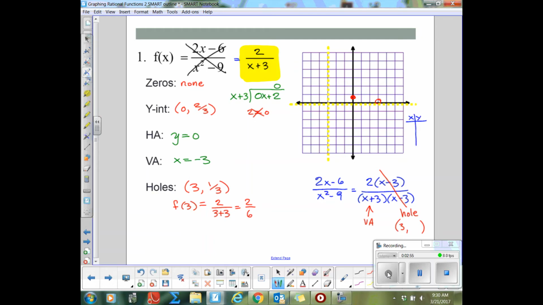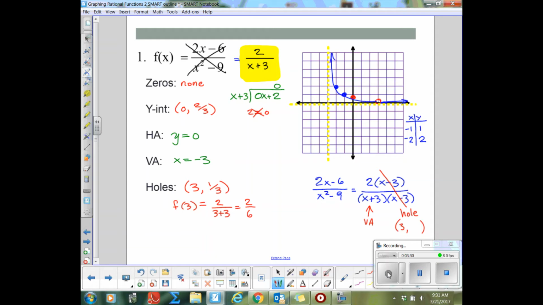How about a -1 and a -2? Using the simplified highlighted function, 2 divided by -1 plus 3, that would be 2 divided by 2. And plug in a -2, 2 divided by 1. We have the left branch of our function. It passes right through the hole.